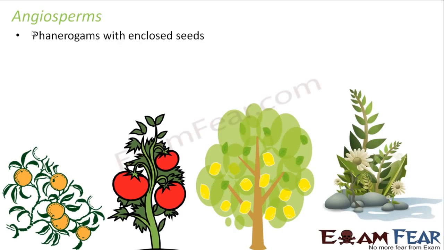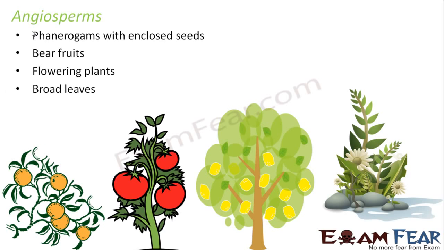Some of the basic characteristics of angiosperms: these are the phanerogams with enclosed seeds. The seeds are enclosed inside some structure and that is nothing but fruit. So they bear fruits. In this picture itself you can see plants with colorful fruits and flowers. These are the flowering plants. All the plants like rose, lily, whatever you see around yourself, fall under this category of angiosperms.